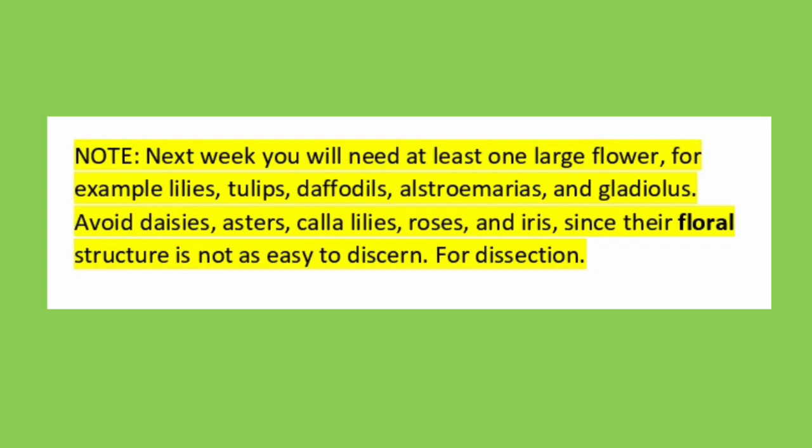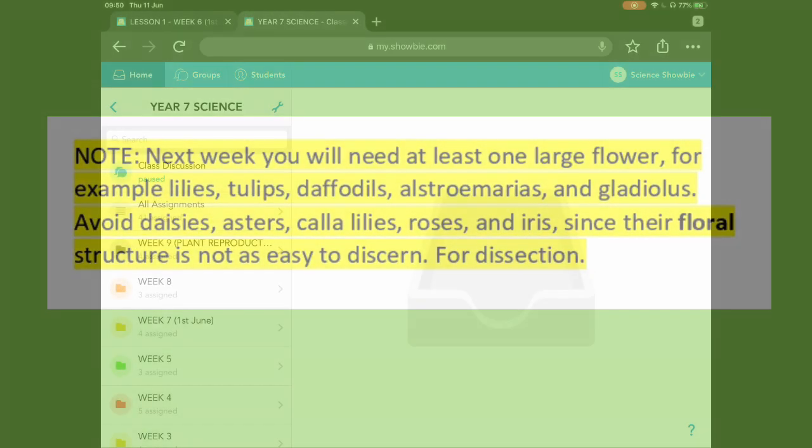Some good examples that you could use are lilies, tulips, daffodils, alstroemerias and gladiolus. You want to avoid daisies, asters, calla lilies, roses or irises, ideally. And you might want to pause on this message so that you can read it properly and write down which one you're going to try and get hold of.